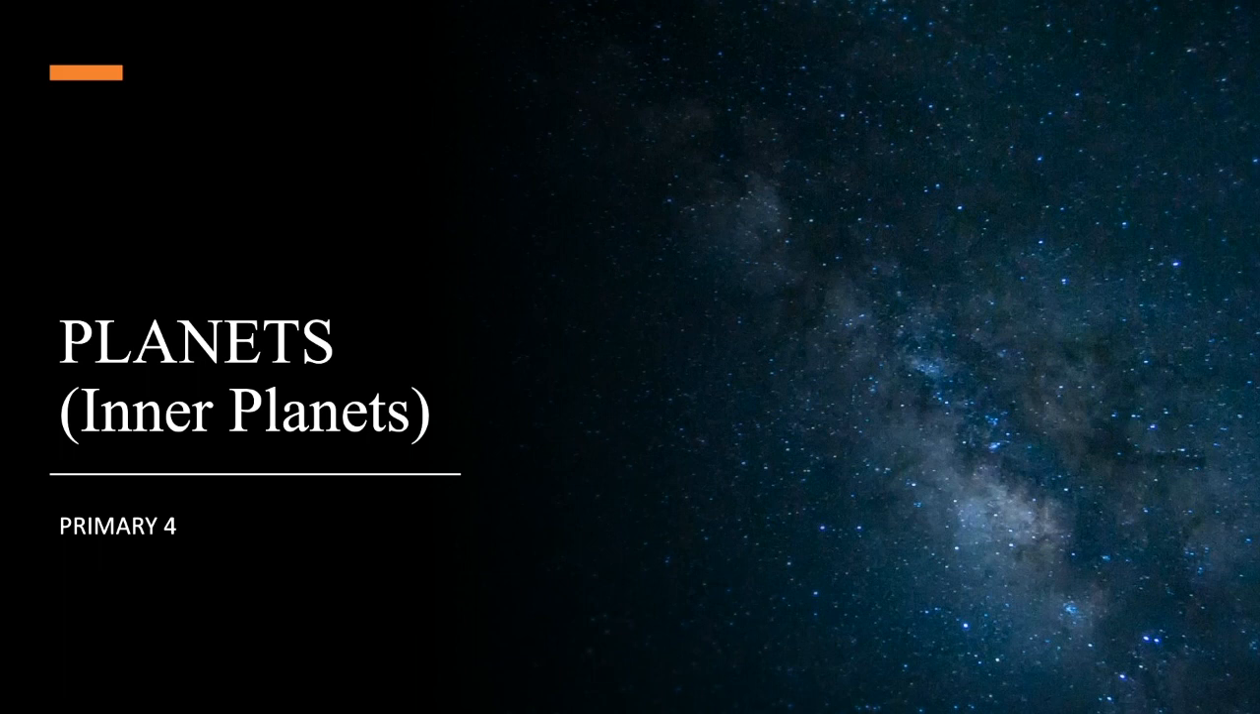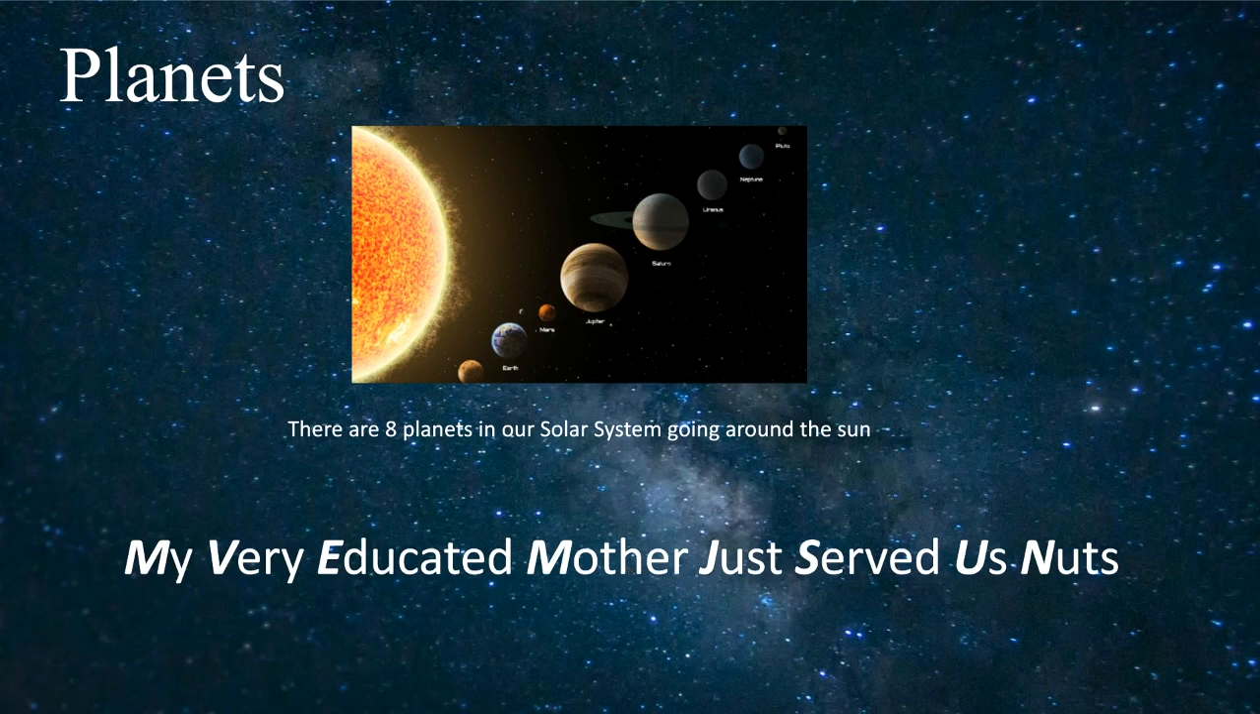Our topic for today is about planets. We will focus on the planets. Okay, so there are 8 planets in our solar system going around the sun.